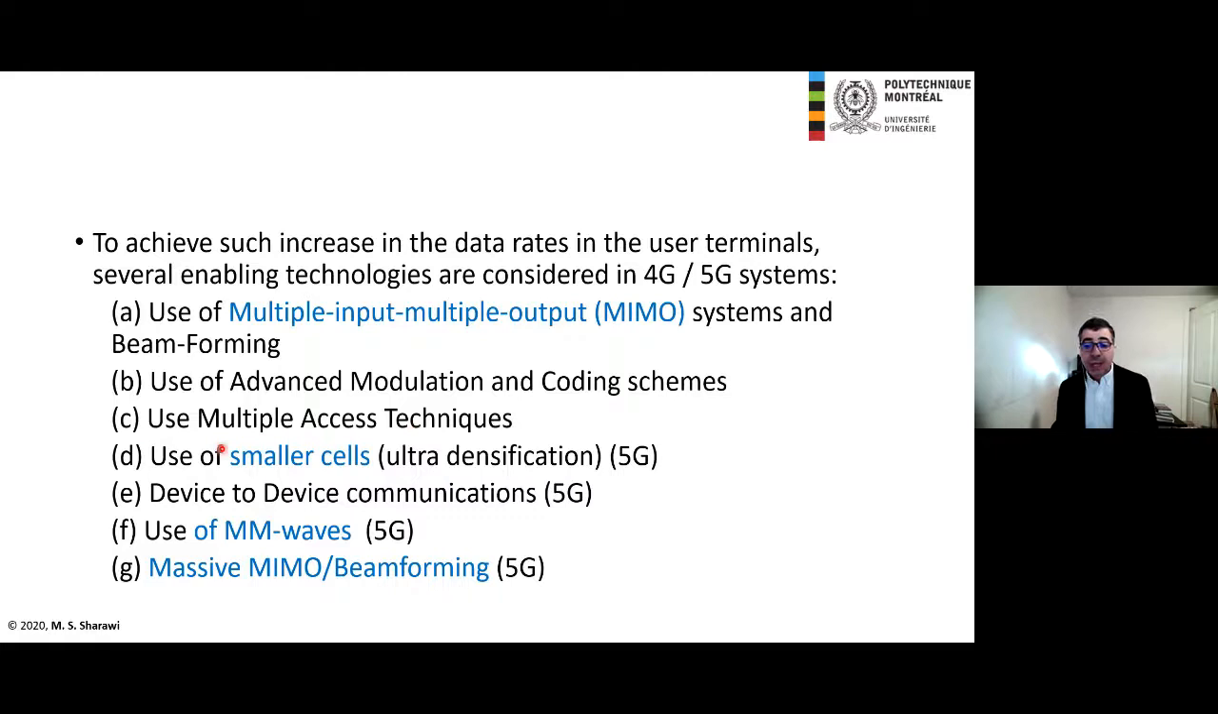plays a major role. We will see the utilization of smaller cells with ultra densification in 5G for several reasons. One of them is the use of higher frequencies, which means that the coverage will be smaller. So we need more base stations or more repeaters, more smaller cells. We will have the feature of device-to-device communication in 5G, so that if we are in a critical zone where the coverage is not that good, we can get the coverage from another cell phone or device. The use of millimeter waves is a key technology, as well as the concept of massive MIMO and beamforming at the base station end.